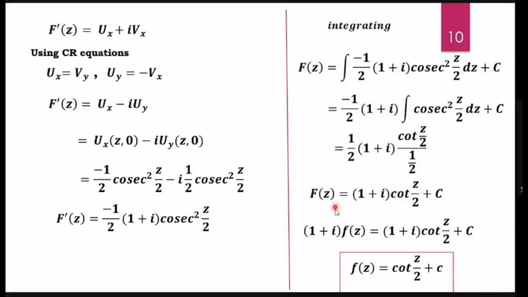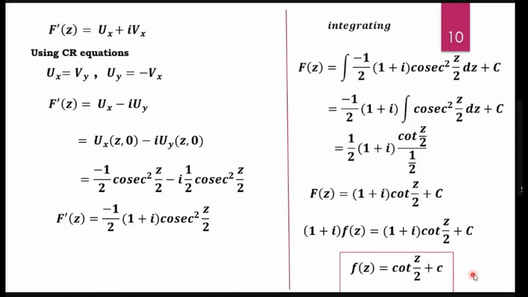Now replacing capital F of z by 1 plus I into small f of z. Now divide throughout by 1 plus I. So I will get f of z here. Here I will get cot z by 2. Here I will get capital C upon 1 plus I. So capital C upon 1 plus I is again a constant which I have denoted it by small c.